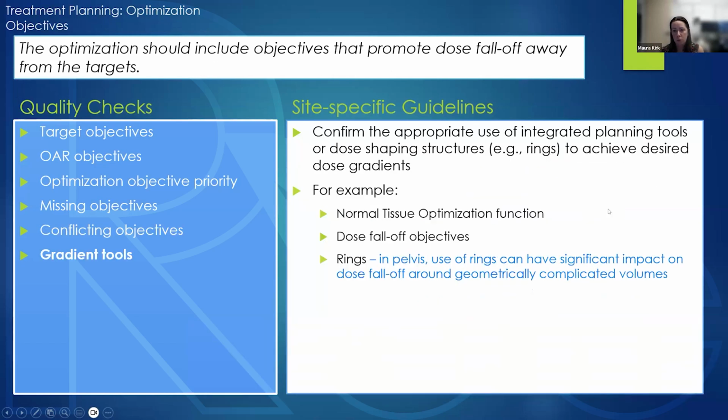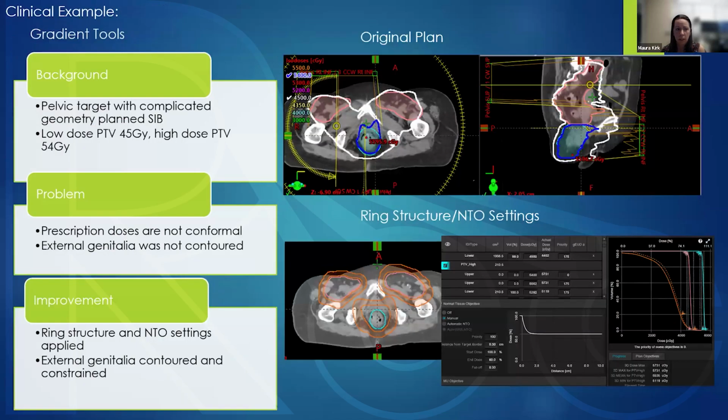For gradient tools, we want to confirm the appropriate use of planning tools and dose shaping structures like rings that are available to you in your planning system. Some examples would be the normal tissue optimization objective, dose fall-off objectives, and rings, which you can create as expansions from your target volume. In the pelvis, the use of rings really has a significant impact on the dose fall-off when you get those complicated targets and involve nodal structures.